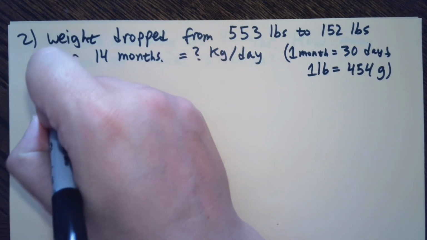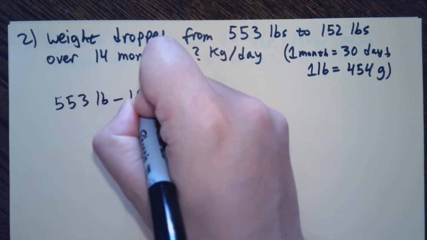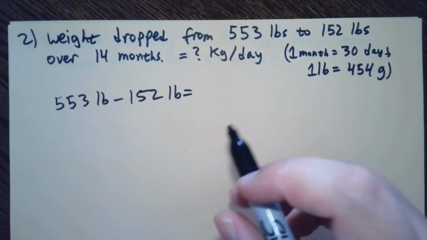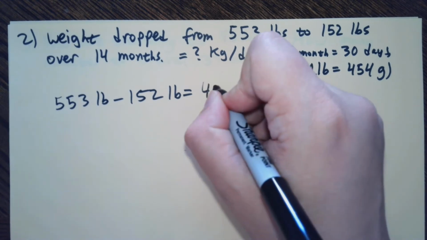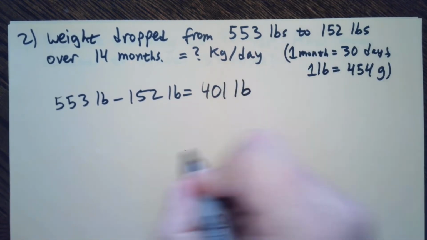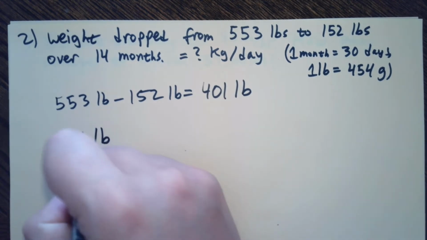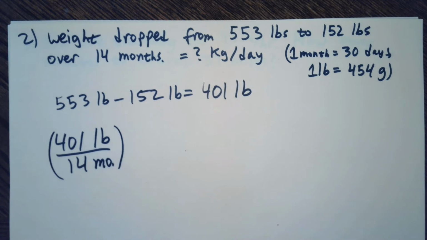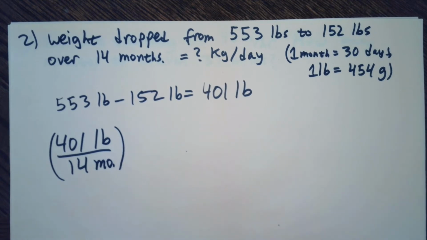Alright, so we've got to figure out how much weight was lost. We started out at 553 pounds. We end at 152. So the total weight lost was 401. Okay, and so that 401 pounds was lost over 14 months, which I'm going to abbreviate MO. And so that's our overall rate of weight loss. Now we have to get this to kilograms per day.